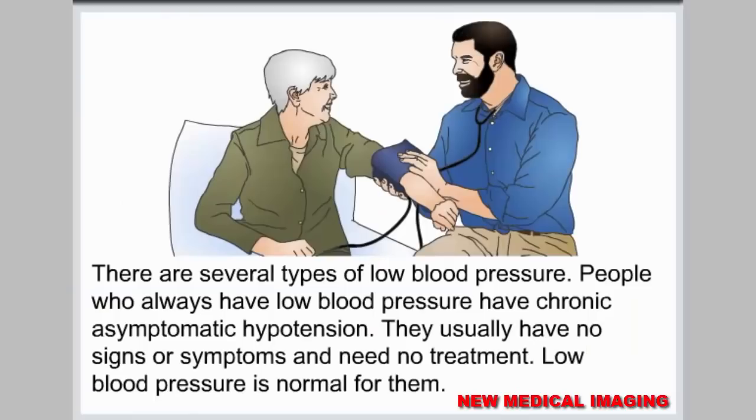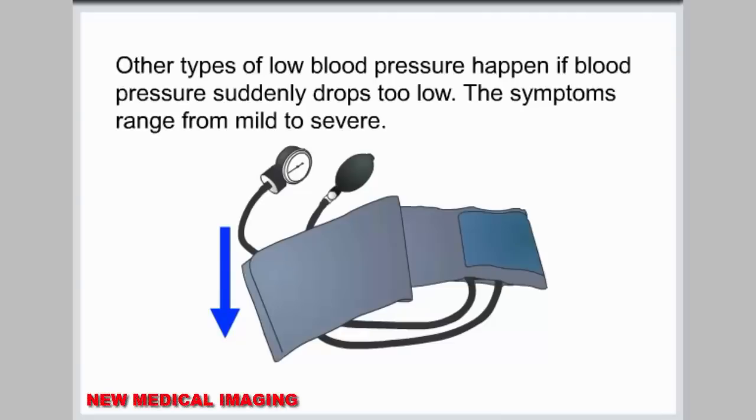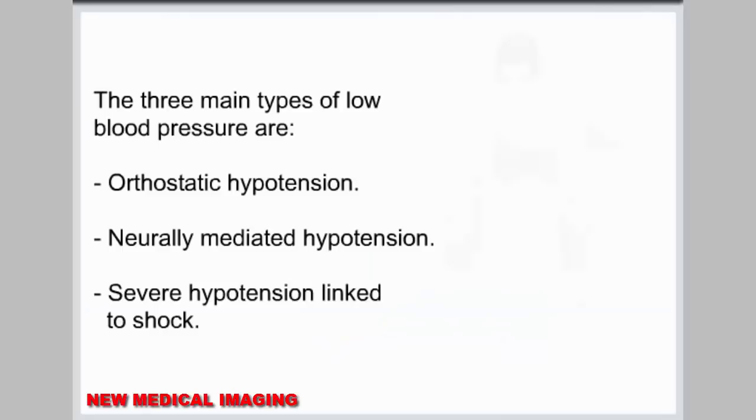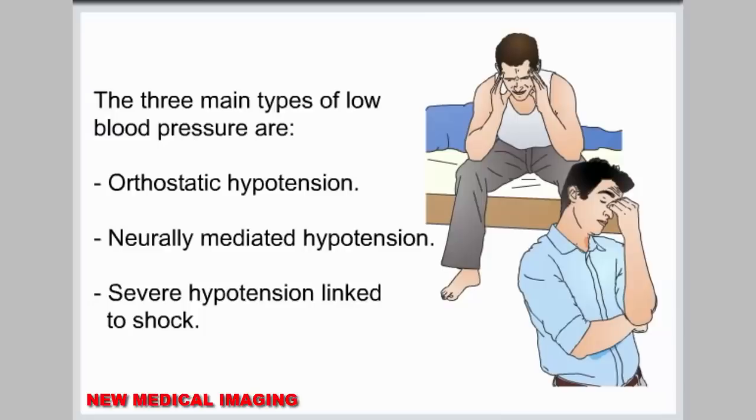There are several types of low blood pressure. People who always have low blood pressure have chronic asymptomatic hypotension. They usually have no signs or symptoms and need no treatment. Low blood pressure is normal for them. Other types of low blood pressure happen if blood pressure suddenly drops too low. The symptoms range from mild to severe. The three main types of low blood pressure are orthostatic hypotension, neurally mediated hypotension, and severe hypotension linked to shock.